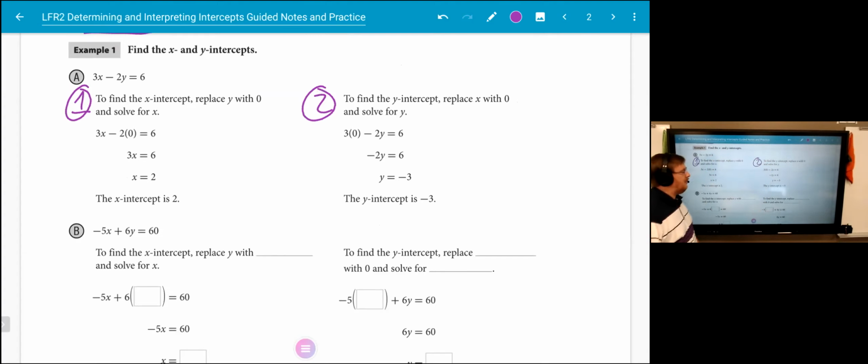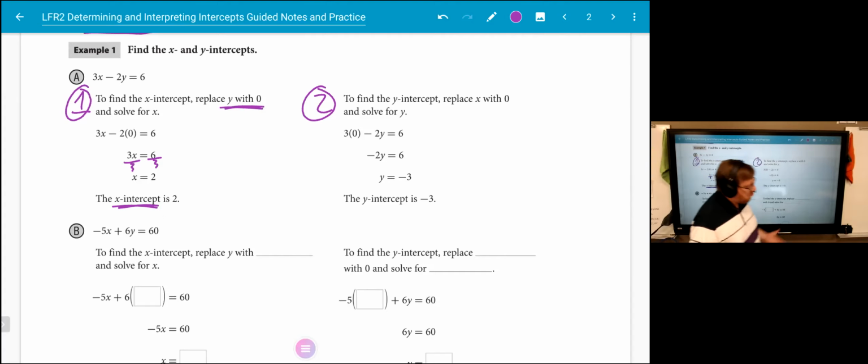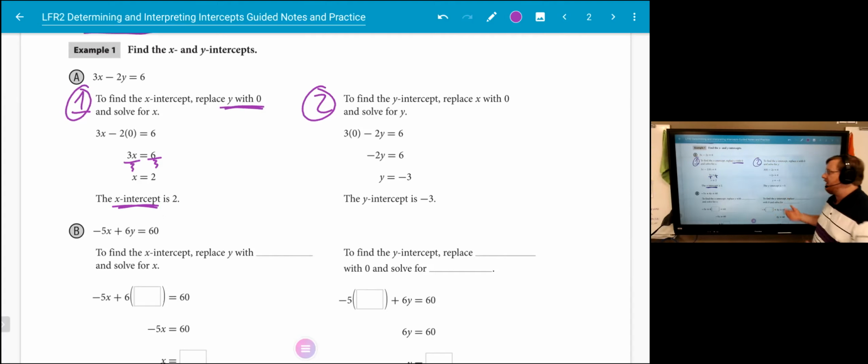To find the y-intercept, replace x with 0 and solve for y. So let's do that. Our equation here is 3x minus 2y equals 6. If I'm trying to find the x-intercept, I plug 0 in for y. So anywhere I see y up here, I'm going to replace with 0. 3x minus 2 times 0 equals 6. 3x equals 6. Divide both sides by 3. And x equals 2. The x-intercept is 2. Okay, that's good. That's the x-intercept.